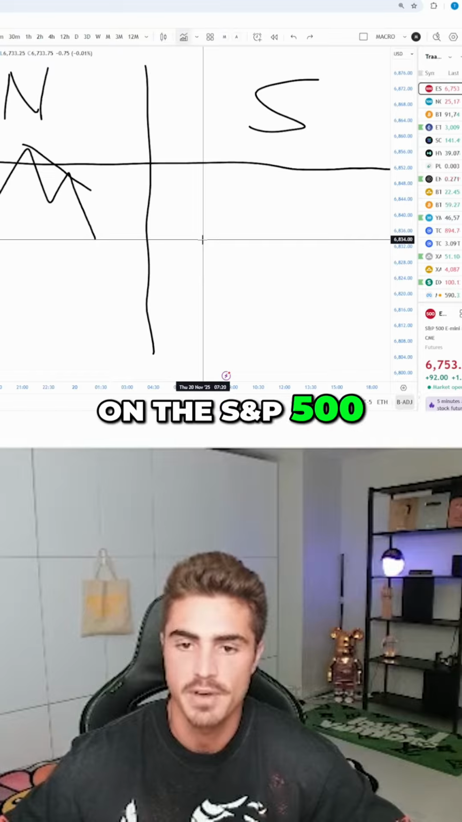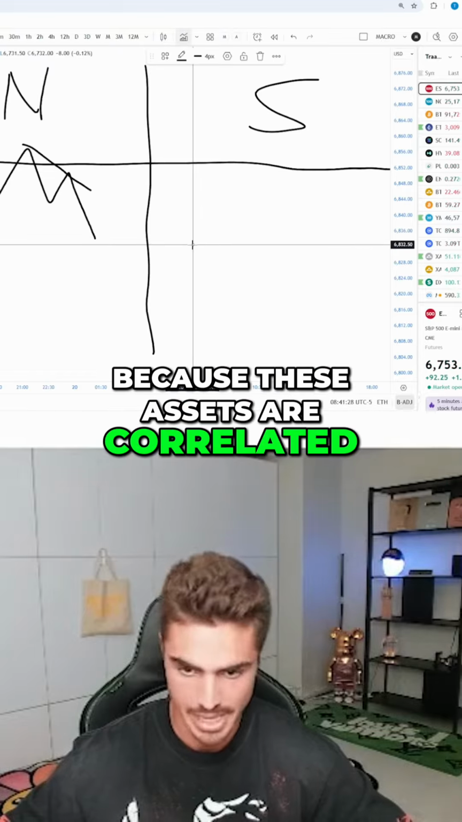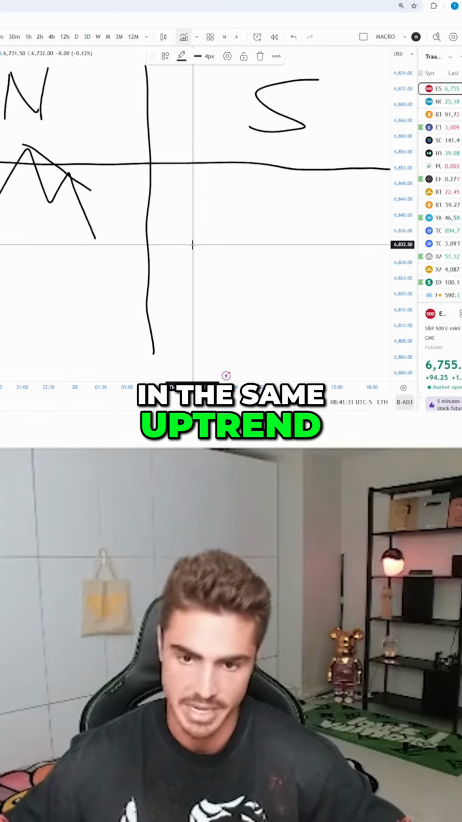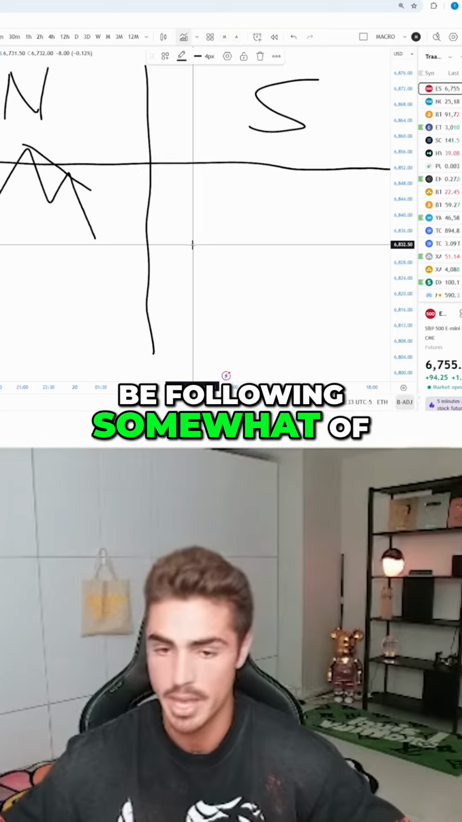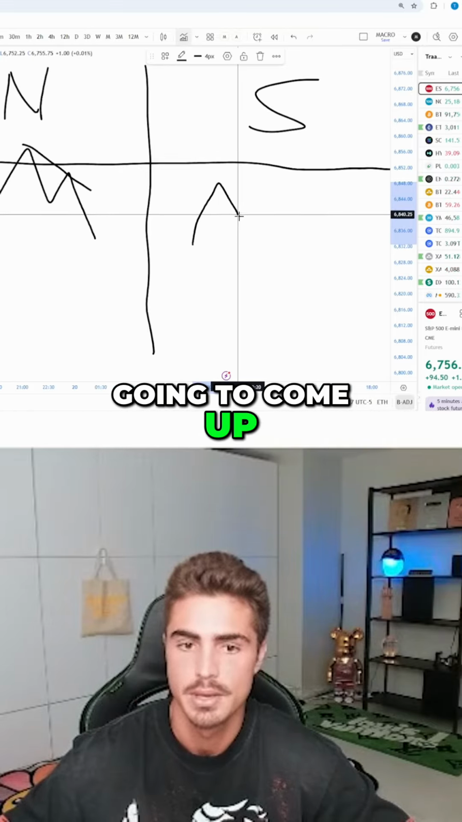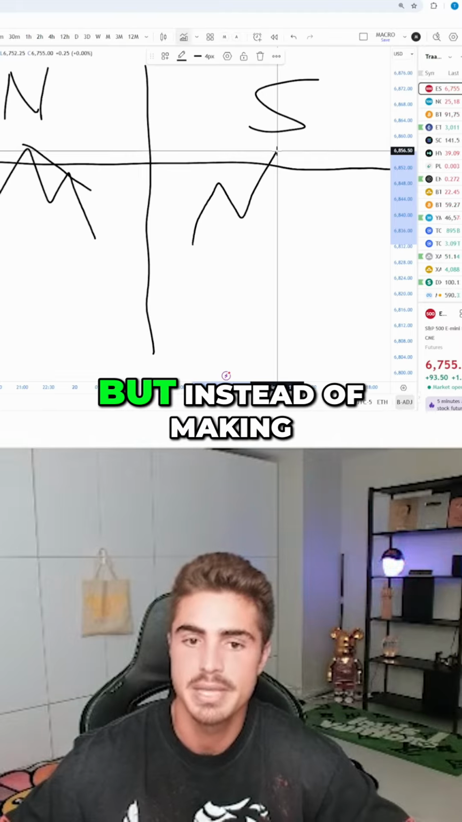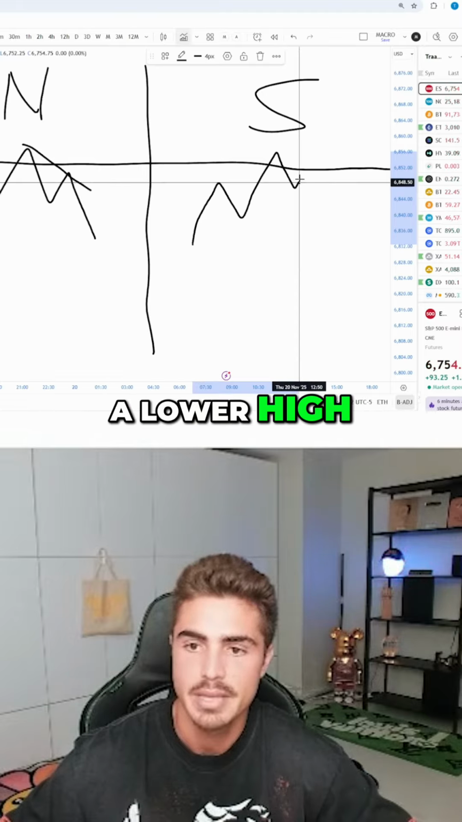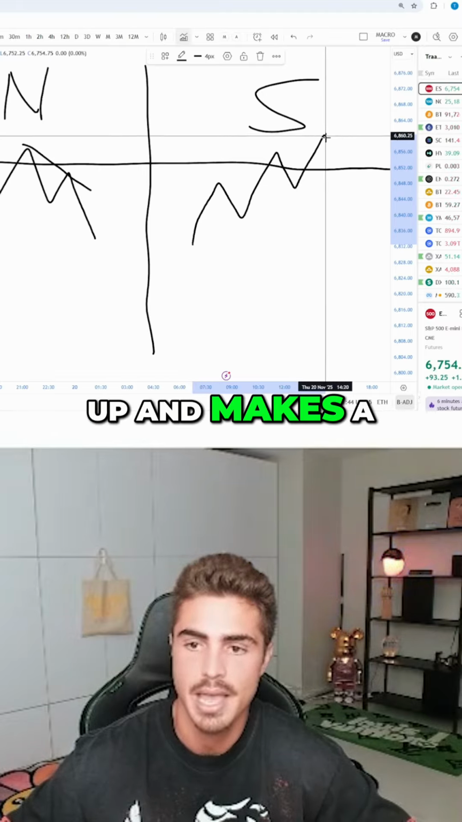Now on the S&P 500, because these assets are correlated, it's going to be in the same uptrend and it's going to be following somewhat of the same pattern, right? So the S&P 500 is going to come up, come down, boom, we make a high. But instead of making a lower high, the S&P 500 comes up and makes a higher high.